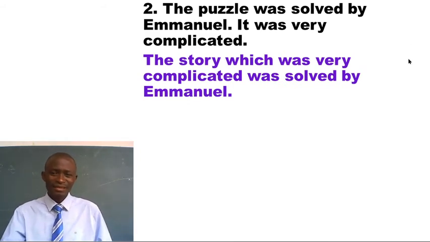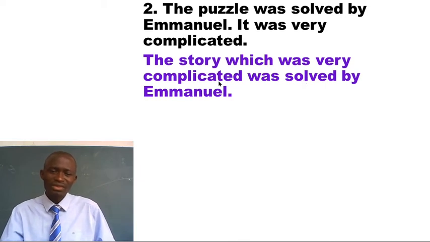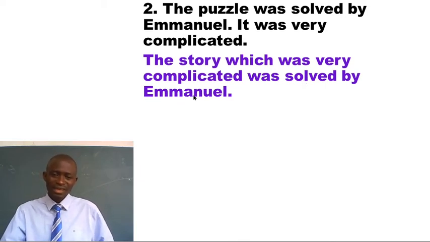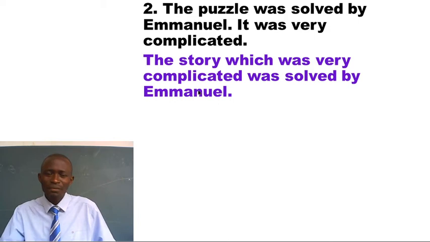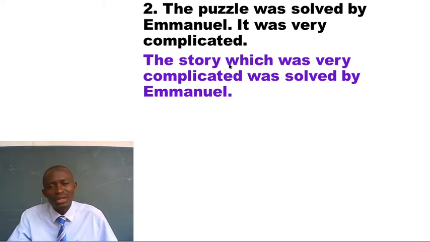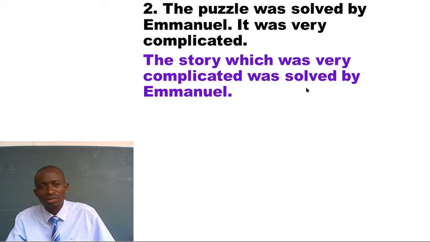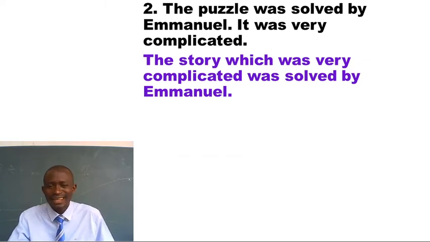That is the answer, dear friends. Someone is saying they are seeing people's names. Yes, we're seeing Emmanuel as the doer, but we have the puzzle. We're talking about the puzzle being solved, which was very complicated. That is the answer, friends.